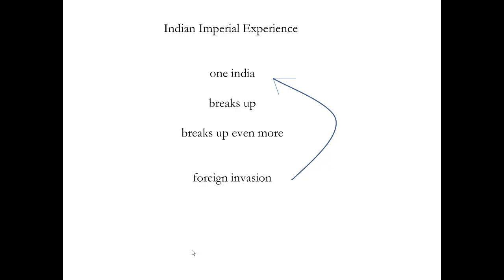That might be the Turks from Afghanistan. That might be the Persians under Timur. That might be the British, the most famous, most recent example. But basically, outsiders look at India, say it's huge, it's got all this money, it's got all this stuff. If someone could just put it together, they would get rich.